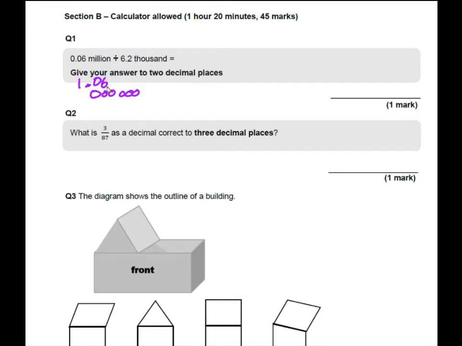But we've got 0.06. So really, we're talking about 60,000. Can you see how we lined it up? So we've got 60,000 and we need to divide it by 6.2 thousand. So the same with the thousands. 1,000 is 3 zeros, so the 6.2 would go there, so it's 6,200 that's going into our division. So let's put that into our calculator and see what we get.